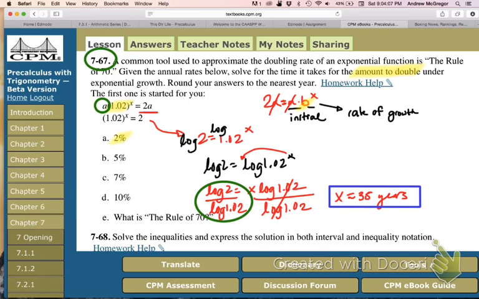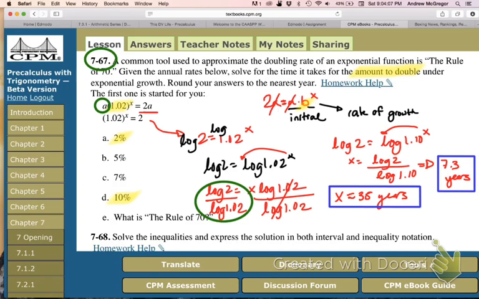You end up solving the same for the others, and you start noticing a pattern. You can look at this 10, you get log of 2 equals log of 1.10 to the x. Same thing, bring it to the front, which will end up being x equals log of 2 over log of 1.10. You get about 7.3 years.